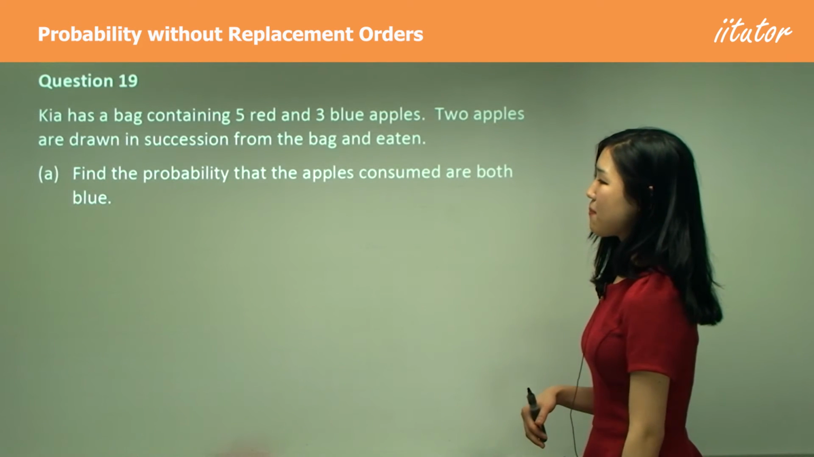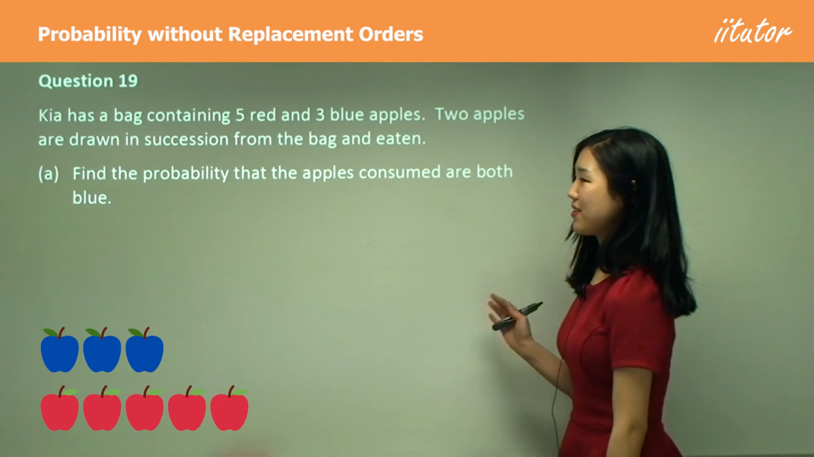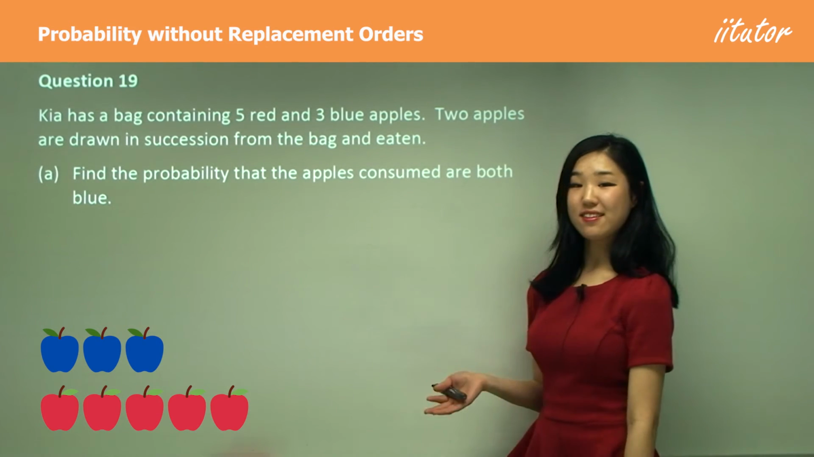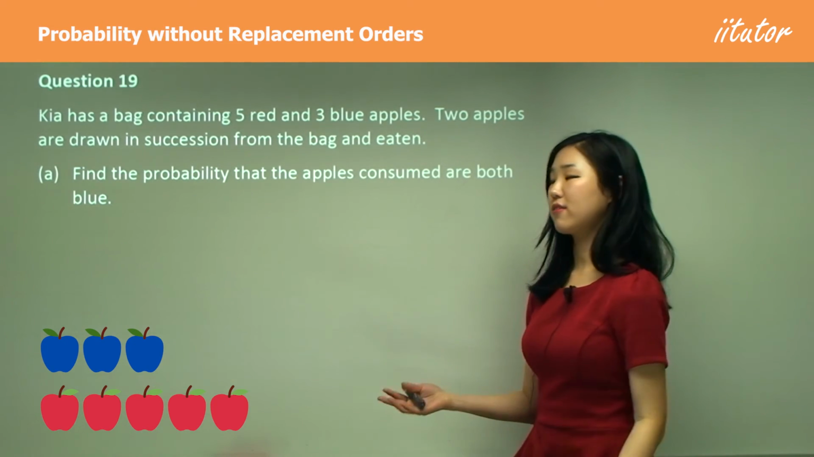19. Kia has a bag containing 5 red and 3 blue apples. 2 apples are drawn in succession from the bag and eaten. So it's eaten, so we can't put it back because it's gone now. It's in your stomach, so we can't replace it.